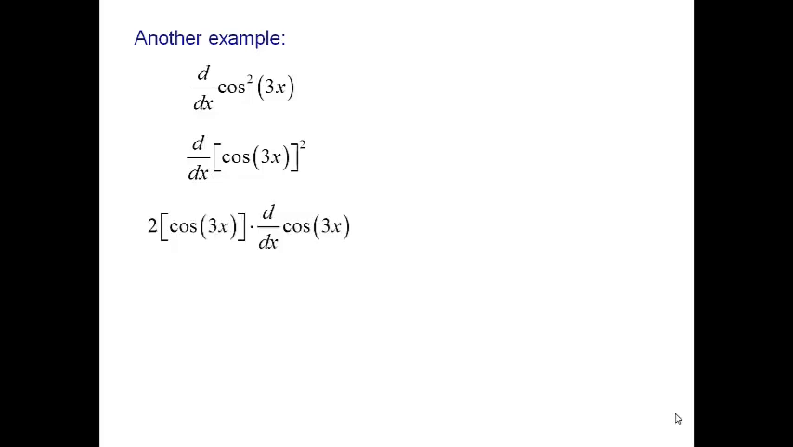Let's say we have cosine squared of 3x. We can rewrite that as the cosine of 3x quantity squared. Then, if we take the derivative of the outside, that's the derivative of the outside using the power rule. The 2 comes in front, and then 2 minus 1 is 1, so we wind up just getting 2 times cosine of 3x. Now we have to take the derivative of the inside, the derivative of the cosine 3x.